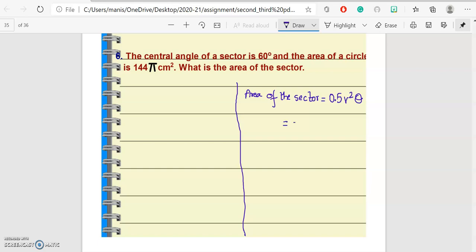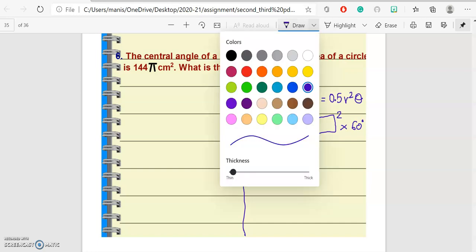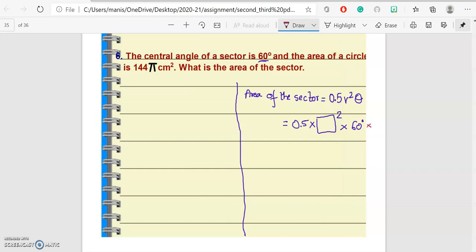So let's start typing the value 0.5. Can you tell me what is the value of r? No, we don't know. So I'll draw a box over here. Since it is square, I'll write square over here times theta. Theta means central angle. Yes, we have been given the value of theta is 60 degrees. Now keep in mind, whenever the central angle is in degrees, you will change it to radians by multiplying by pi over 180. We have to do this each and every time.